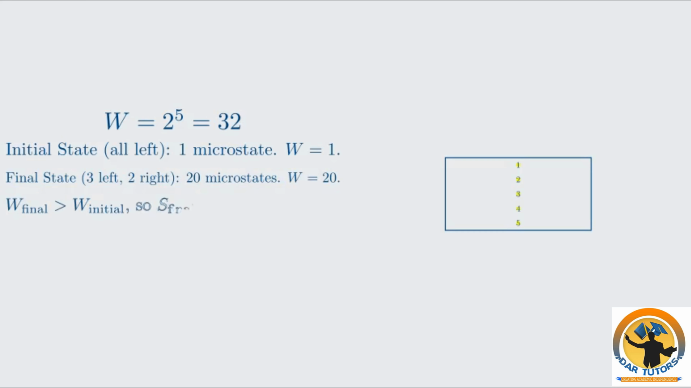W final is greater than W initial, so S final is greater than S initial. Delta S is greater than 0. Since the number of microstates, W, increases dramatically upon expansion, the entropy, S, of the gas also increases. This demonstrates how entropy is related to the distribution of matter in space. The most probable macroscopic state is the one that can be realized in the most ways at the molecular level. This is why gases expand spontaneously.